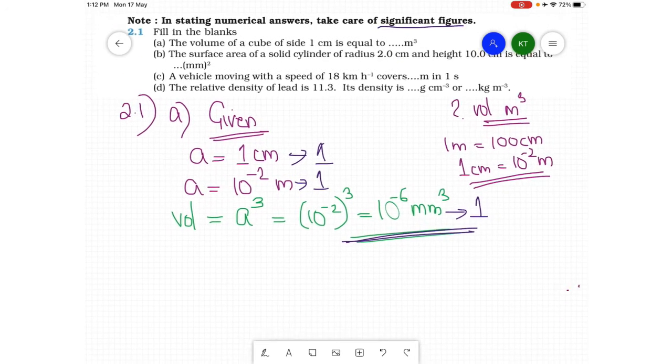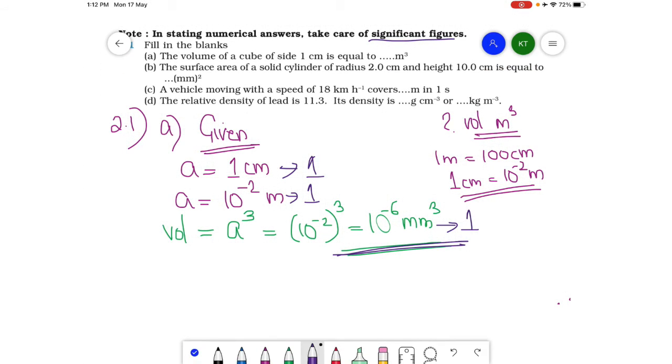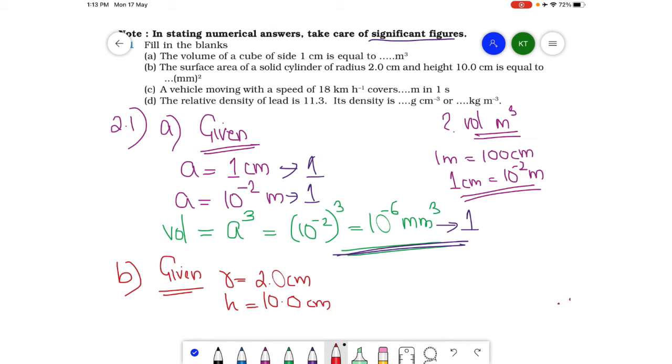Now let's go to solving the B part of the question. What is given to us? The surface area of a solid cylinder of radius equal to 2.0 centimeter and height equal to 10.0 centimeter is equal to dash millimeter square. We need to define surface area in millimeter square.